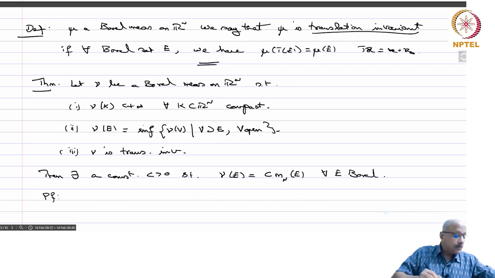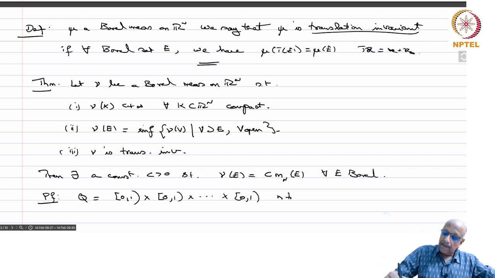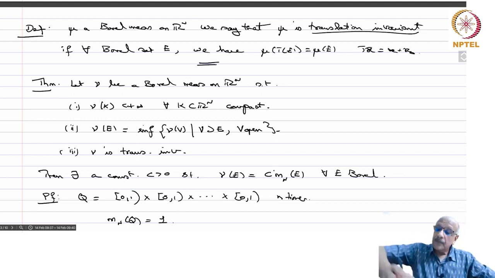So, proof. You take Q to be [0,1] cross [0,1] cross ... [0,1], n times. So what is Mn of Q? It's a unit cube, and therefore that's equal to 1.